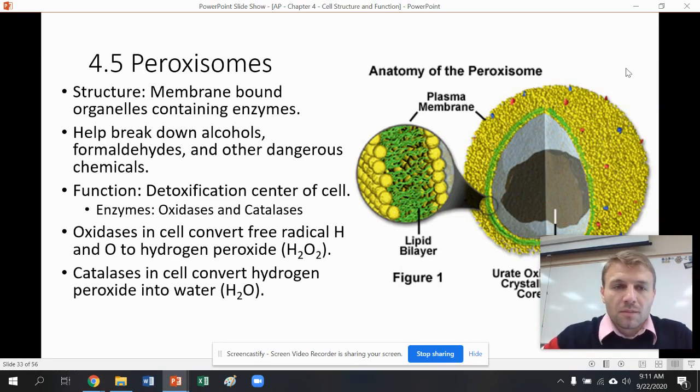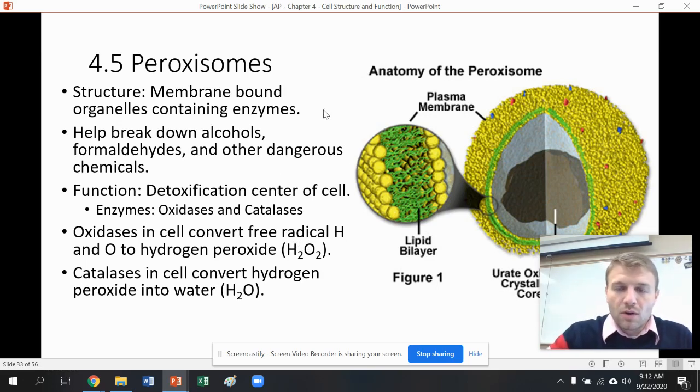Another important organelle that's very closely related to the lysosome are peroxisomes. Lysosome is a more general term for an organelle that just breaks things down. Peroxisomes are more specific. What peroxisomes do is they help break down alcohols, formaldehydes, and other dangerous chemicals that are found in the cell. One of the ones that I really try to focus on is the free radical oxygens and hydrogens found in the cell. Through cellular respiration and other processes, you're going to have these free radical hydrogen and oxygen ions. Now, they don't seem like that bad of a thing to have around, but if the cell accumulates so much of either, they can become pretty deadly.